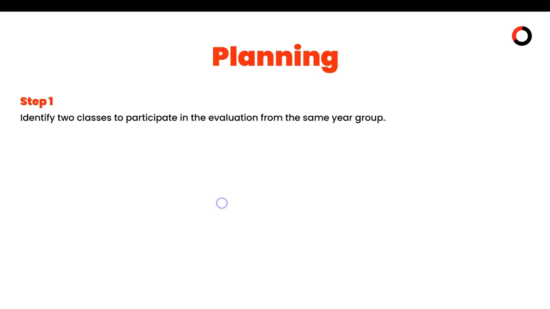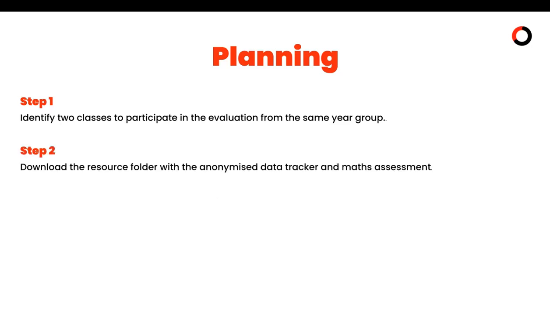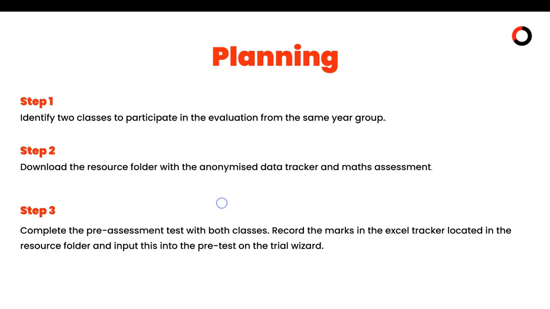So let's look at this from a step-by-step planning approach. Step 1. Identify two similar ability classes to participate in the evaluation from the same year group. Step 2. Download the resource folder with the anonymized data tracker and the maths assessment. Step 3. Complete the pre-assessment test with both classes.